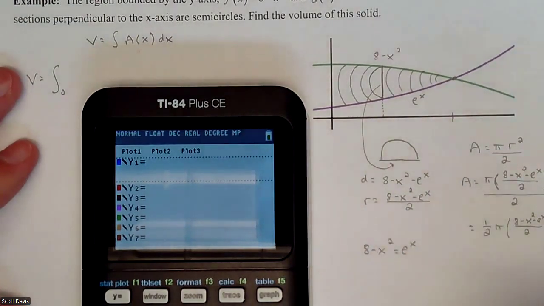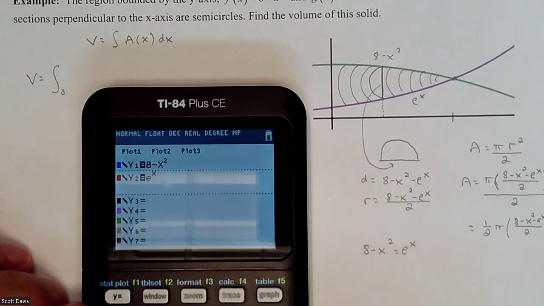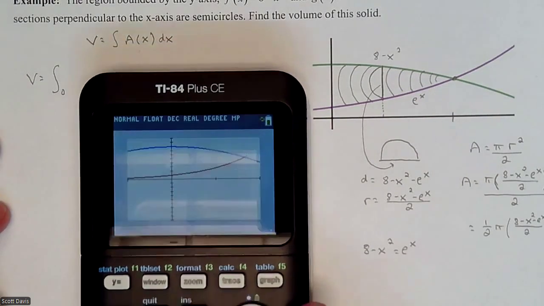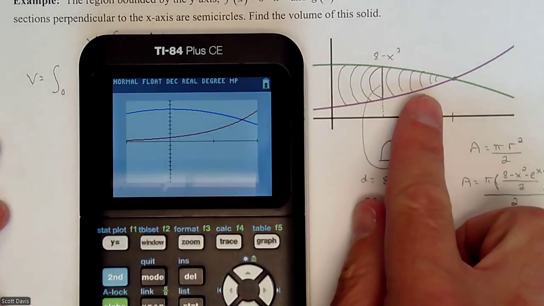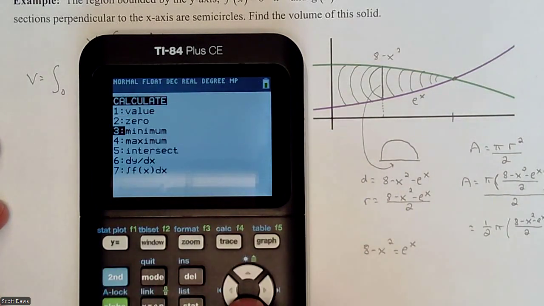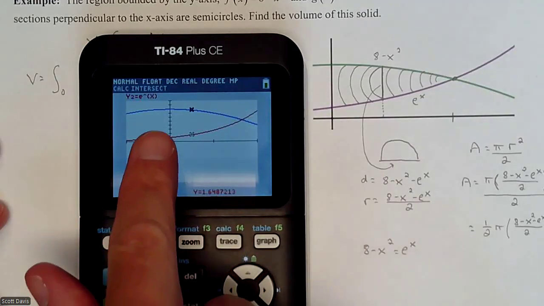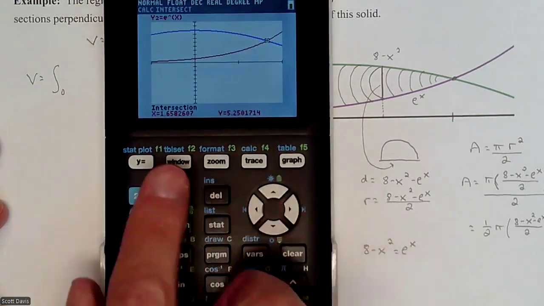So if I throw this into the calculator, we're going to do 8 minus x squared and then e to the x, and I'm going to graph this. I don't really know what my window looks like. Ooh, window looks good. So there are my two graphs, mimicking this perfectly. And then I want to figure out where they intersect. So I'm going to look at where this graph intersects that graph, enter. We'll get it somewhat close to it. Okay, now there's our decimal.